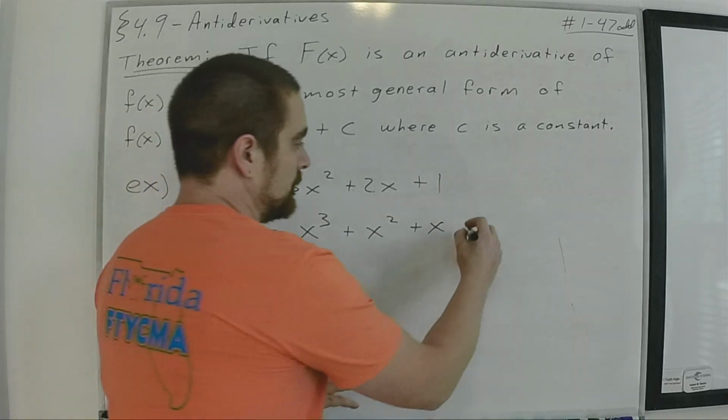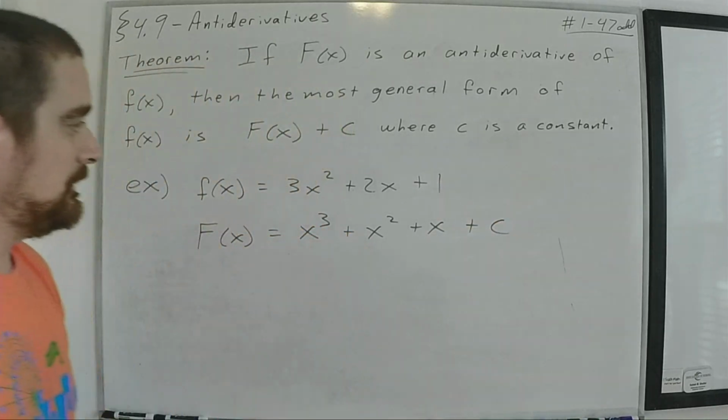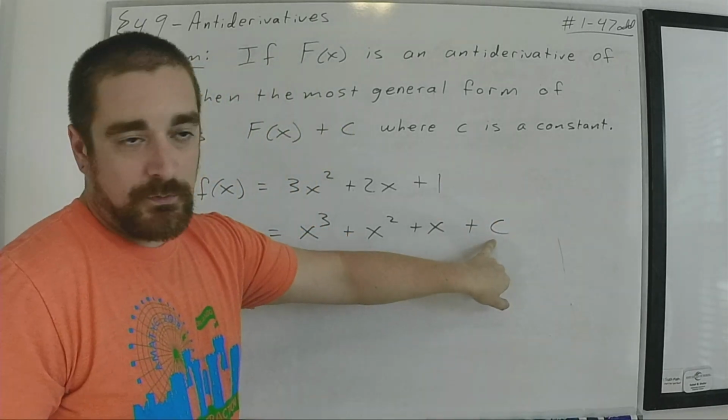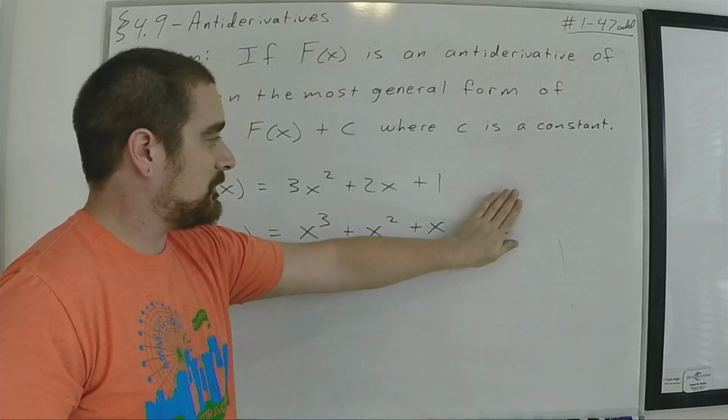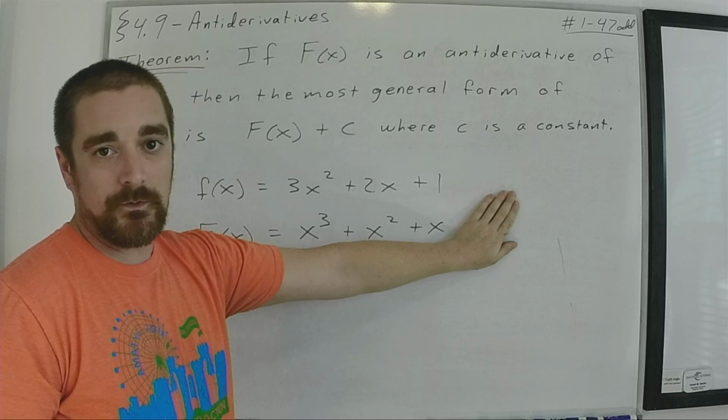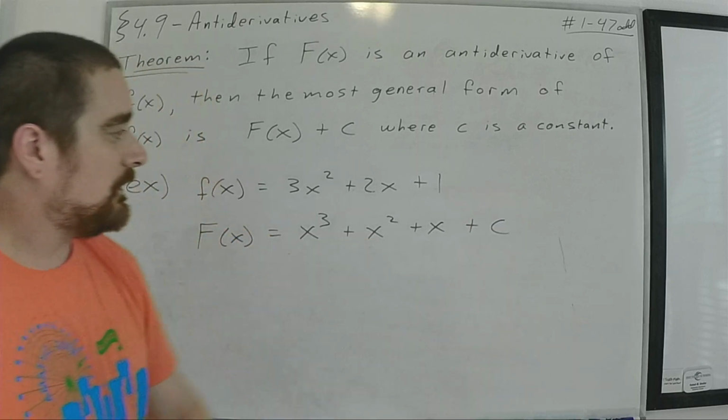But who knows what this constant was? That plus c is a perfect candidate for if I differentiate a constant, I get 0. Right? But I don't know that this antiderivative is going to stop here. There could be a constant.